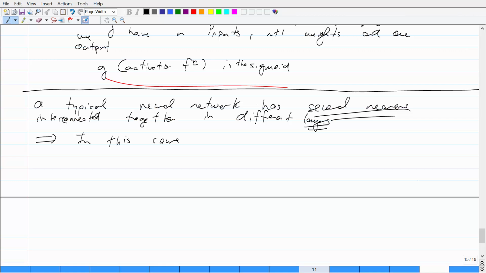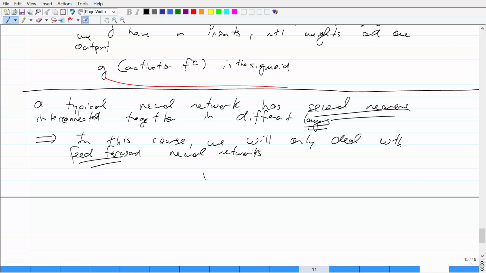So in this course, we will only deal with what are known as feed forward, because all the information is moving forward. None of the information from the neurons are going back into previous neurons or looping with themselves. They're only going forward. Forward is the only direction. Okay, so feed forward neural networks. Okay, so basically what I mean is no connections with loops.